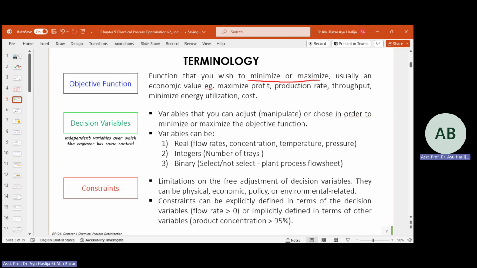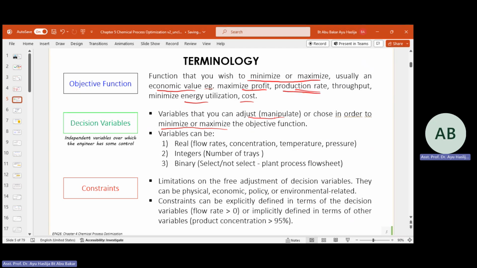Usually economic value. For example, the profit, the production rate, the energy, the cost. That is your objective function. The decision variables are the variables that you can manipulate in order to minimize or maximize the objective function. Let's say you want to maximize the production rate.